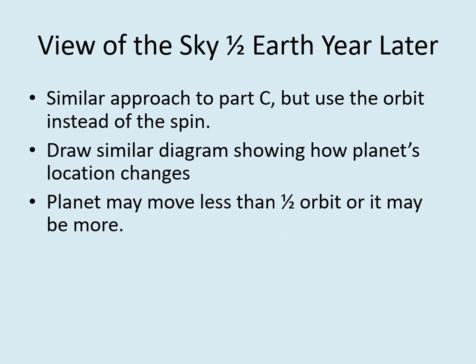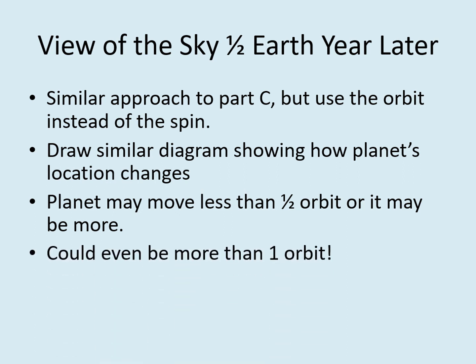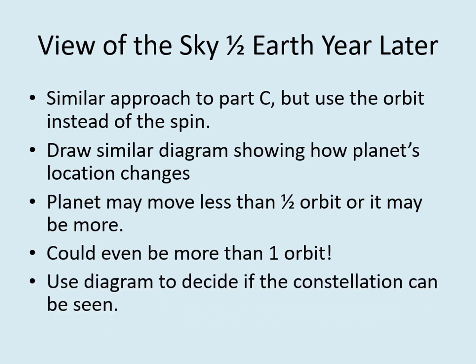It might be less than halfway around its sun. It might be more than half. It could even be more than 1 full orbit if the planet's orbit is especially quick. Once you've figured out where the planet is in half an Earth year, label the midnight location on the planet, and then use that to figure out whether you will see the constellation from there or not.